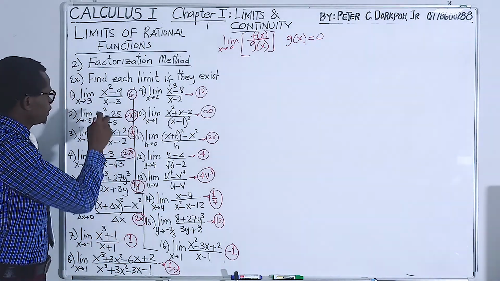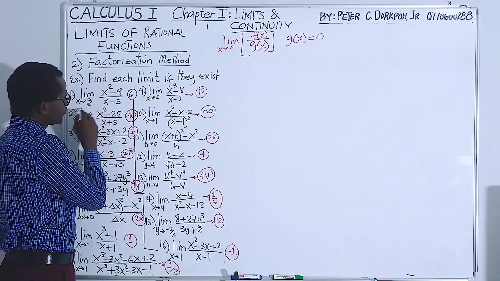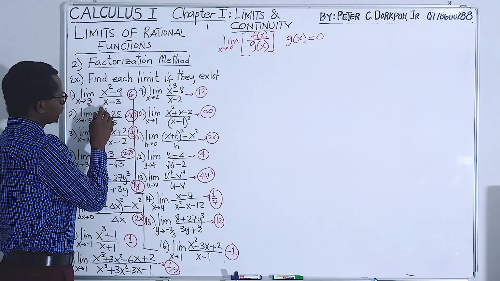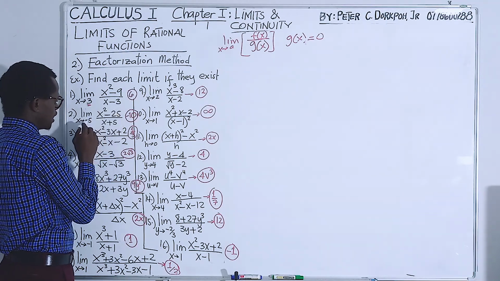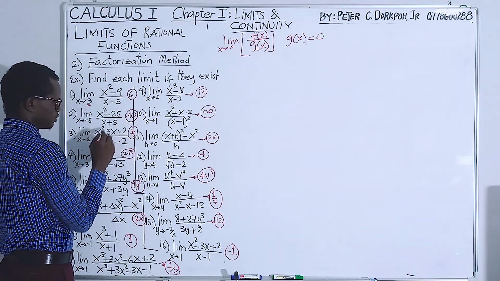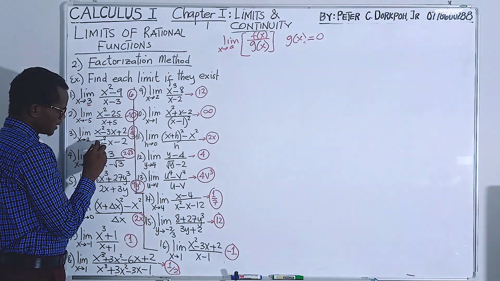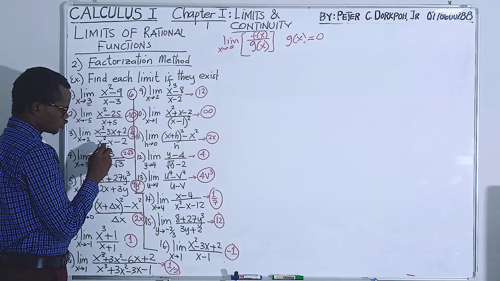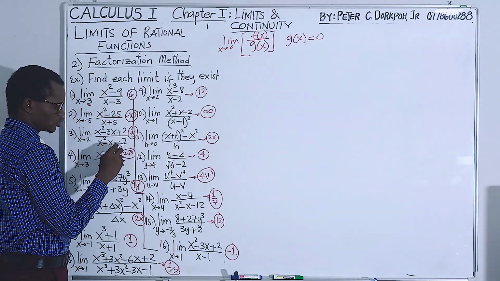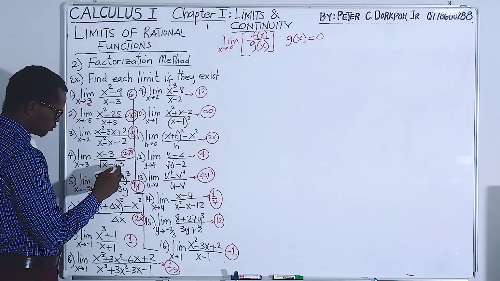Now if you look, in each of these cases, directly apply this limit 3. If you put 3 here, 3 minus 3 is 0, right? If you put negative 5 right here, negative 5 plus 5 is 0. If you put positive 2 here, 2 squared is 4, 4 minus 2 is 2, 2 minus 2 is 0. If you put 3 here, the root of 3 minus the root of 3 is 0.